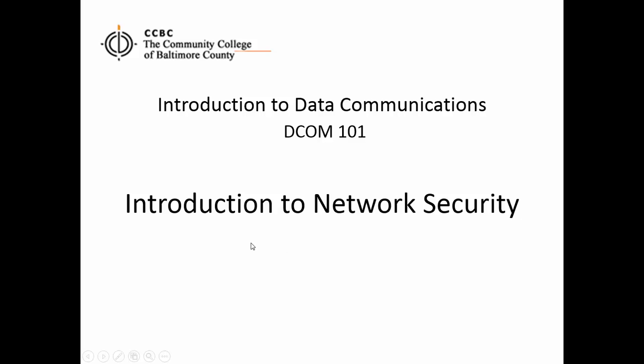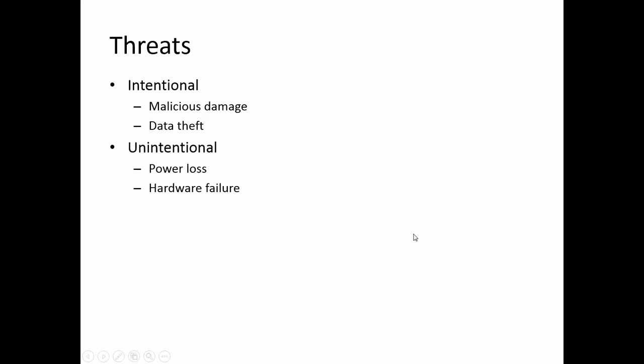Let's start our discussion on Introduction to Network Security. Network security is about protecting your system from threats, intentional threats and unintentional threats. Intentional threats could include a person trying to maliciously damage your hardware or software or data, or someone trying to steal confidential data. That's intentional threats, where somebody is trying to damage your system in one way.